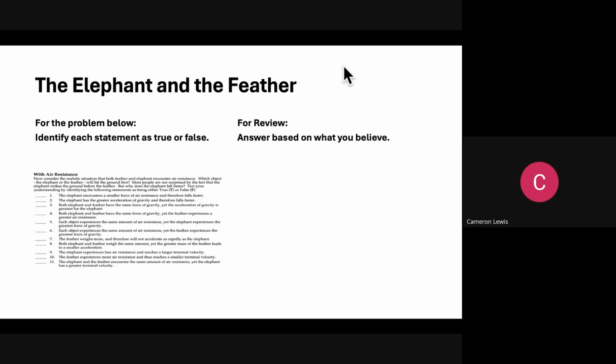Each object experiences the same amount of air resistance, yet the elephant experiences the greatest force of gravity. Okay, wait. And the force of gravity is the push, the 9.8 resistance. 9.8 meters a second, false, right? Or what is the force of gravity? Force of gravity is weight. 9.8 times its mass, not 9.8. 9.8 is acceleration due to gravity.